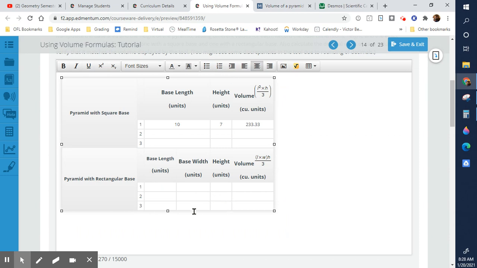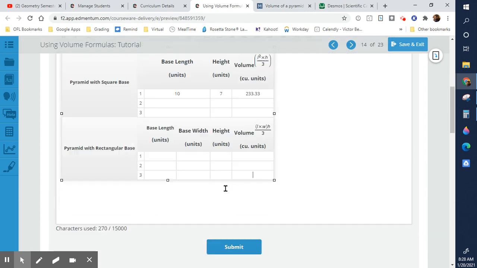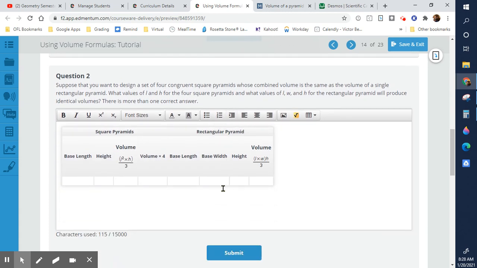And then you're going to do the same thing, except instead of it only being one base length, you're going to have a length and a width and a height. So again, you have to complete all of these. So just put them in, write down what the volume is, and continue from there. So this next one we're going to do is a rectangle and a square pyramid.